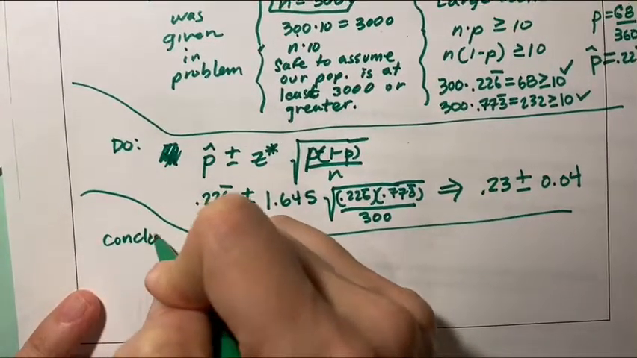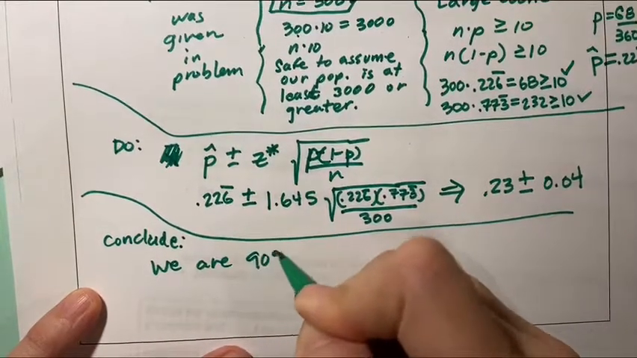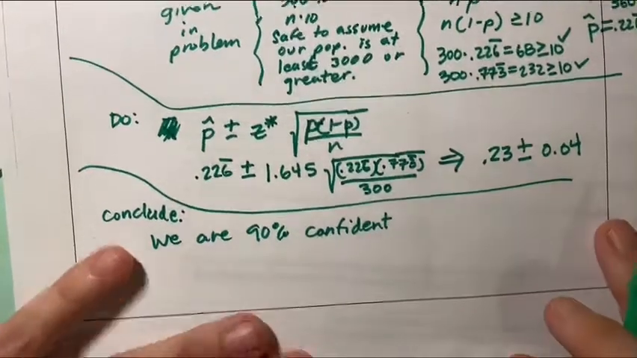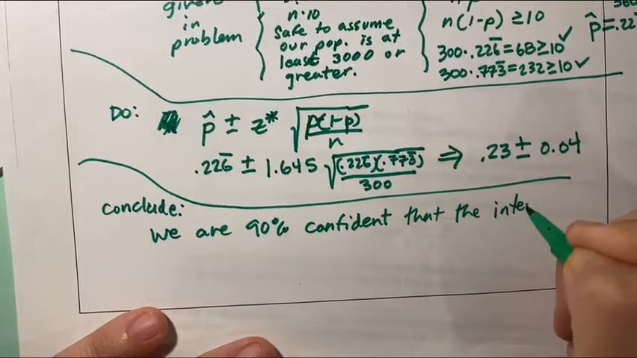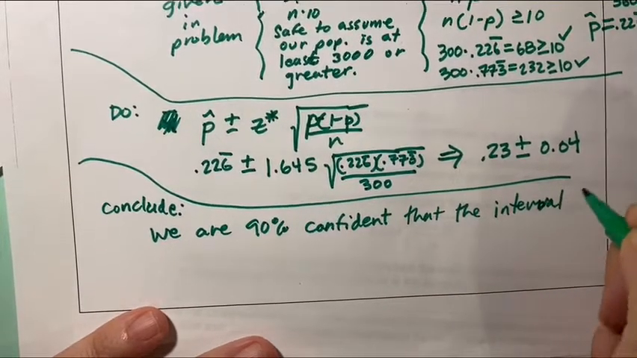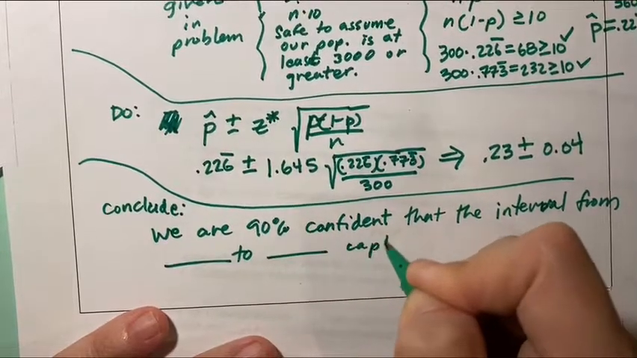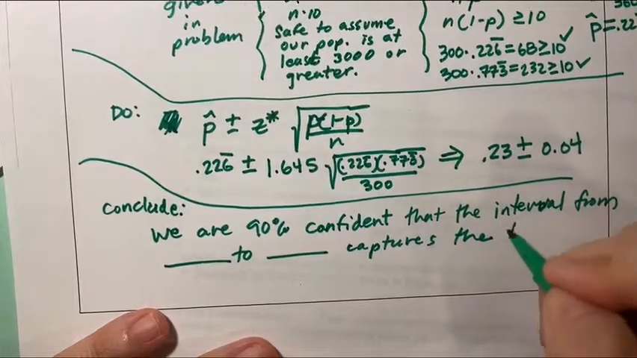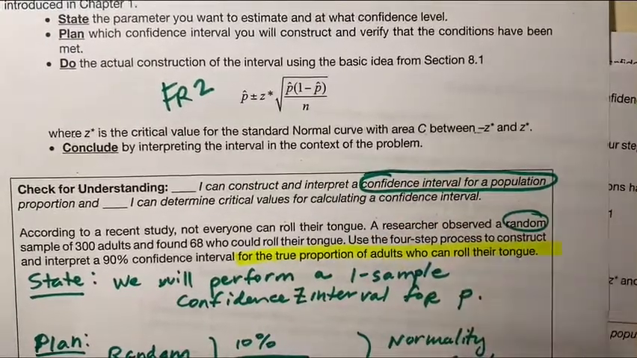State, plan, do, conclude. We are 90% confident that we are going to get this badge. We are 90% confident that the interval from blank to blank captures the true, copy it from the question, the true proportion of adults who can roll their tongue.